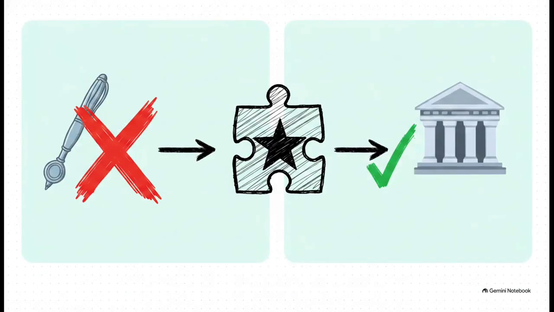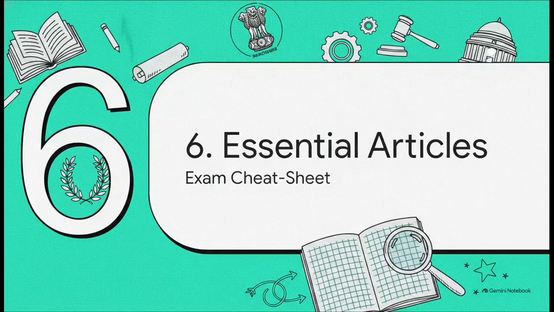Oh, and before we recap, watch out for this trick question on your political science exams. Sometimes questions will try to suggest that the president holds residuary powers to deal with unforeseen circumstances. Make sure you keep this completely clear. Residuary legislative powers do not belong to the president at all. Under Article 248 and Entry 97 of the Union List, the power to make laws on subjects not mentioned in the state or concurrent lists belongs entirely to Parliament. Always remember that distinction.